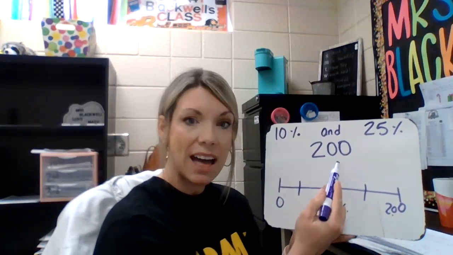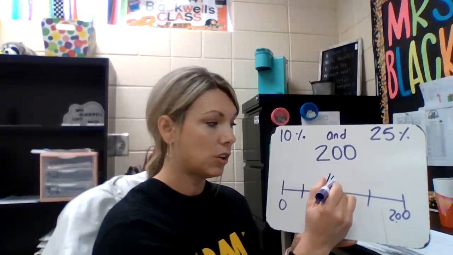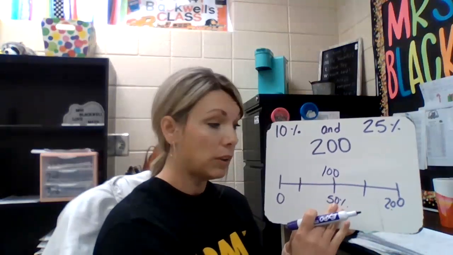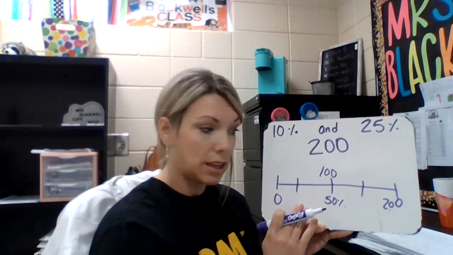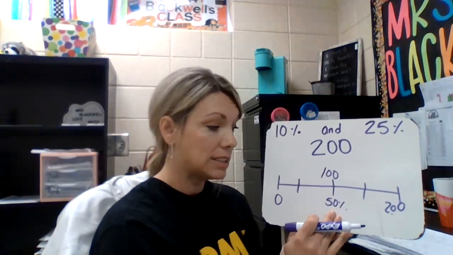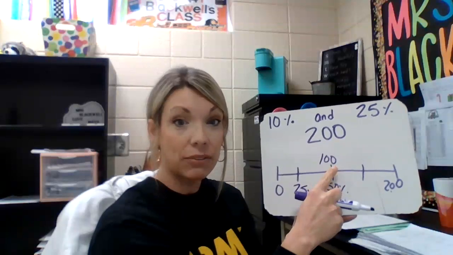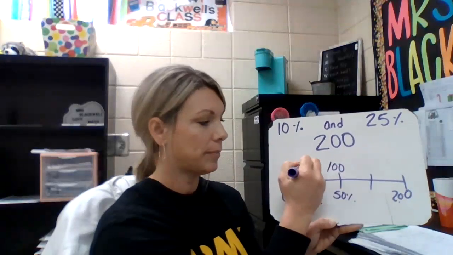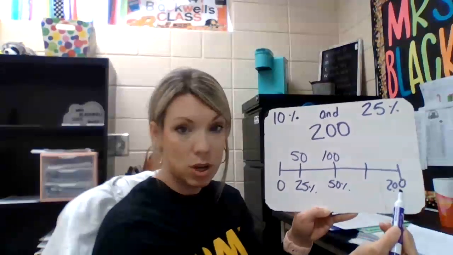What is half of 200? That would be your 50% mark. Half of 200 is 100, right? So now we know 50%. 50% is 100. How would we find 25% if we know 50? Well, you just take half of 50 because half of 50 is 25, right? So 25% would be half of whatever this number is. What's half of 100? That is 50, right? So now you've easily found out that 50 is 25% of 200.